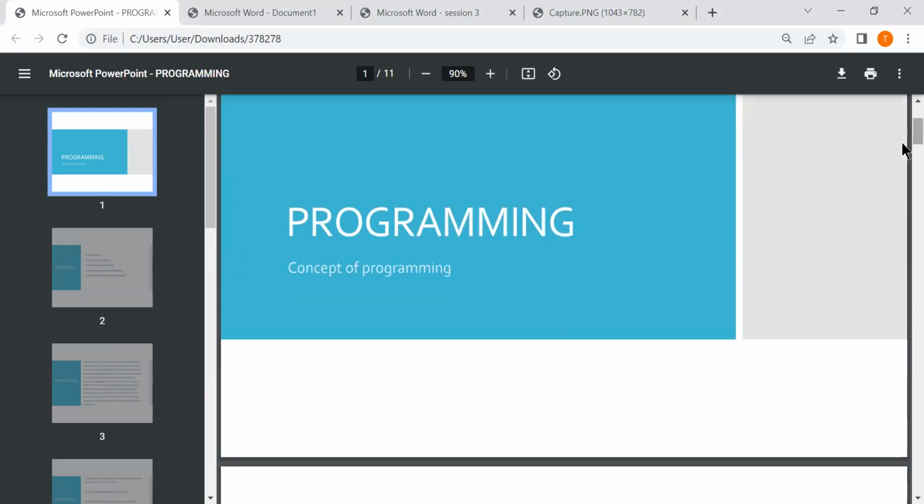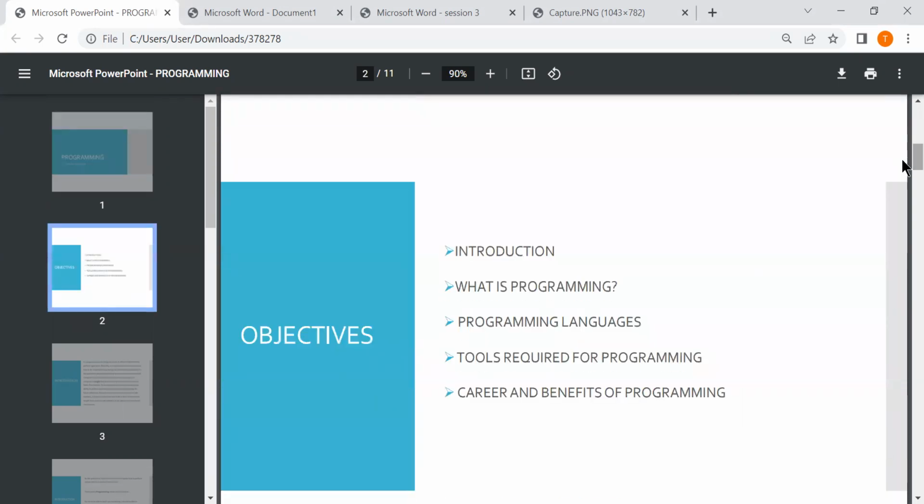So the goal is to build a foundation in programming and understand what the concept is all about so that you can make progress with programming and do whatever you want to do with programming. So let's begin. What is programming? Let's begin with the introduction.